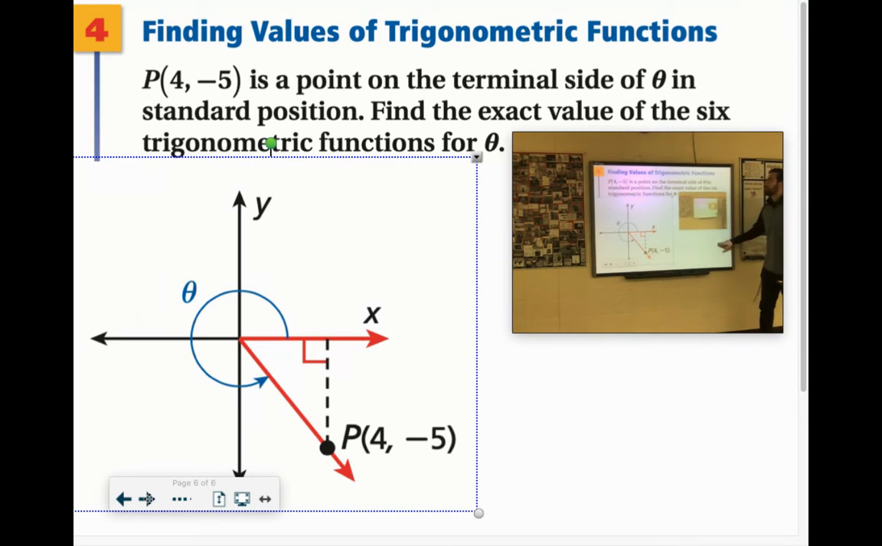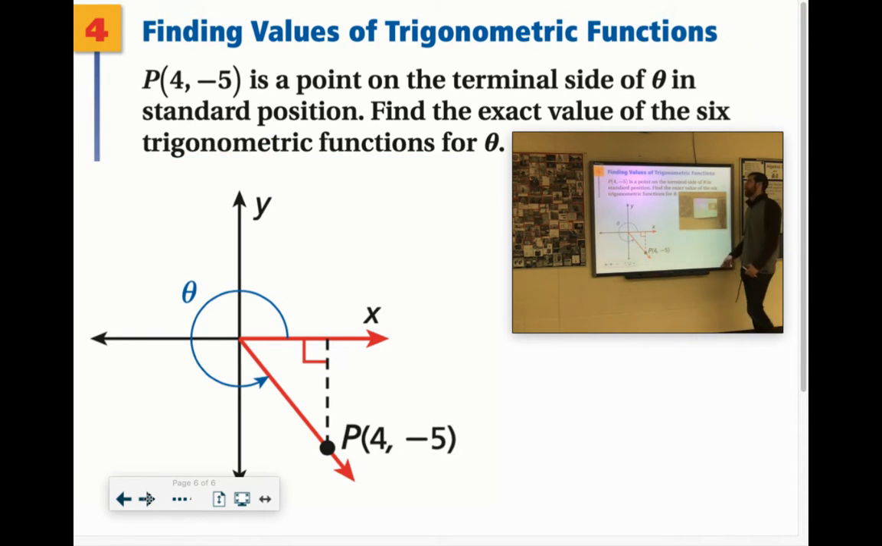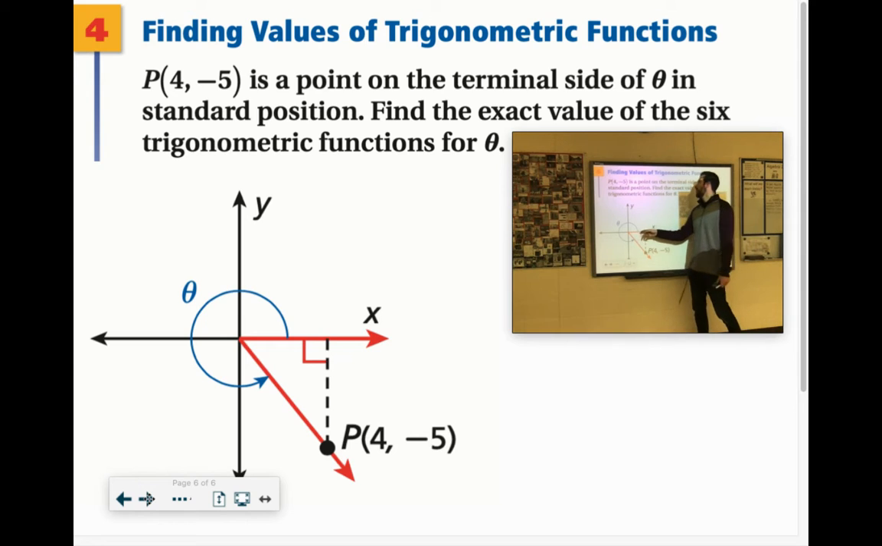(4, -5) is a point on the terminal side of theta in standard position. Find the exact value of the 6 trigonometric functions for theta. So if you have a dot at (4, -5), we have everything we need. You know how to solve things with the Pythagorean theorem, so you can get missing sides.